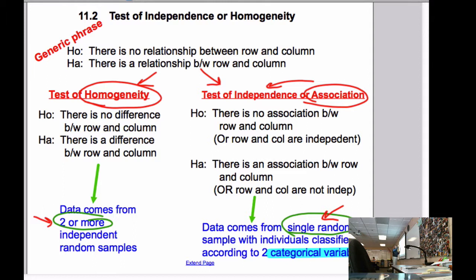Here's your generic phrase. H null: there is no relationship between row and column, or they are independent. If they're independent, then there's no relationship or association between them. The alternative: there is a relationship between them. In other words, they're not independent.